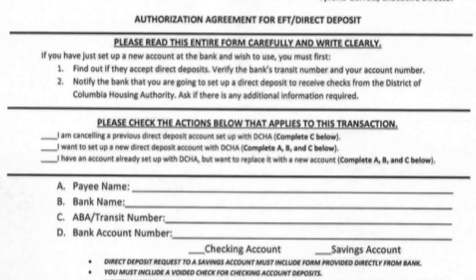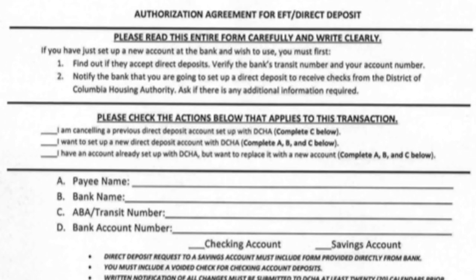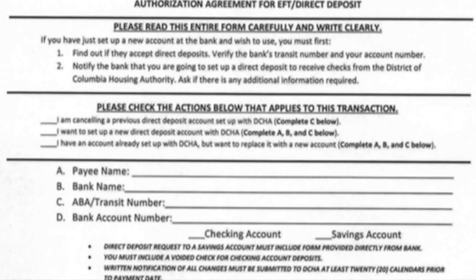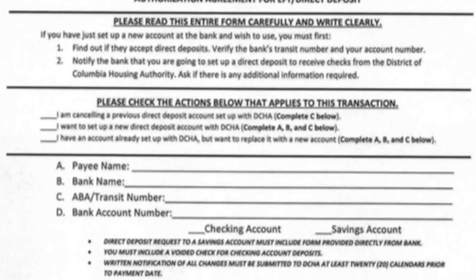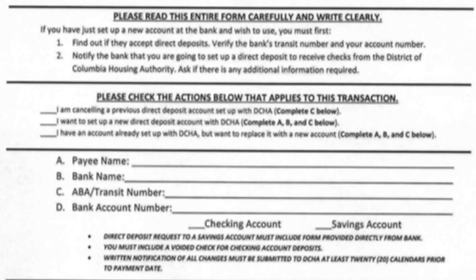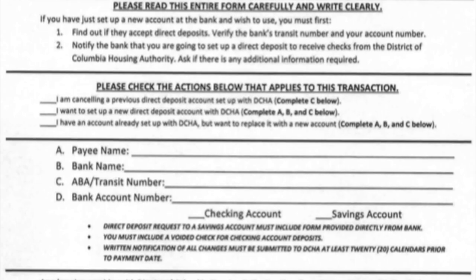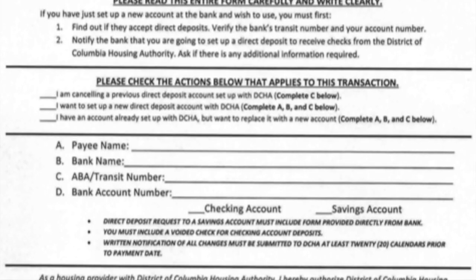Indicate the payee name, which would be the name of the account holder at the bank, exactly as it is on the bank account. The bank name, ABA or transit number, which is the routing number.